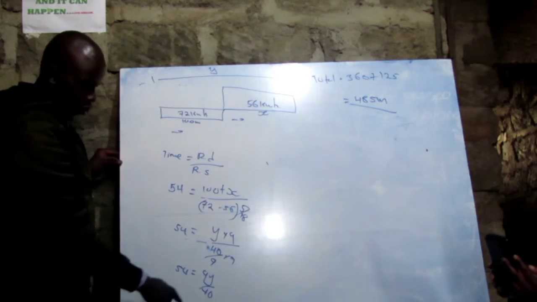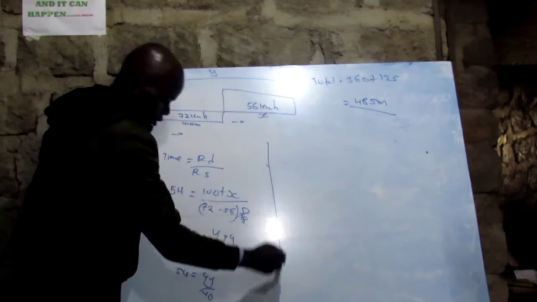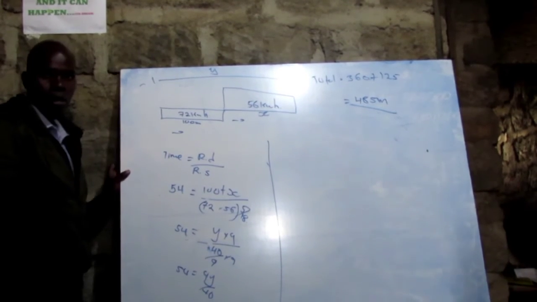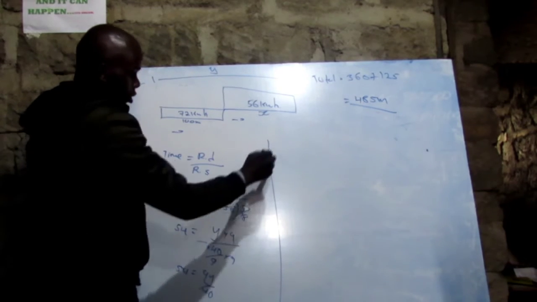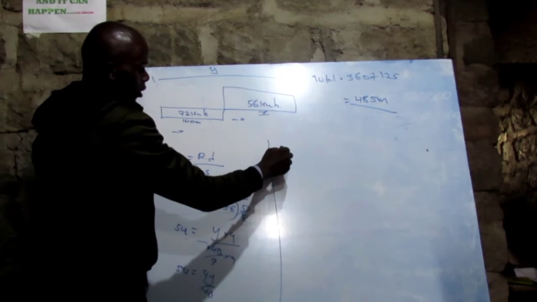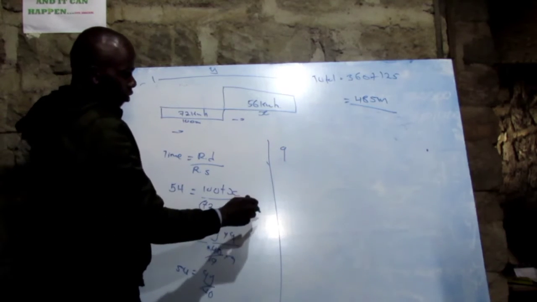So you multiply. To 40. So 9y is equal to 40. y is equal to 40.